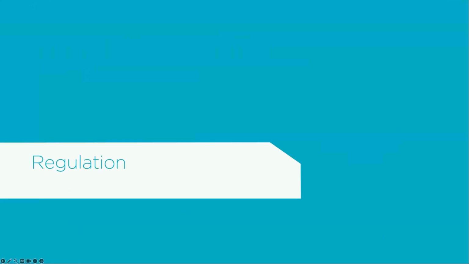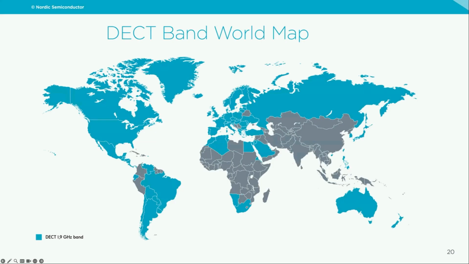So some words about the regulation. This is the DECT band world map. The blue color there is where the DECT band is defined and can be used. Like I said, this is very interesting, especially for Europe, where we don't have sub-gigahertz bands available like they do in North America.